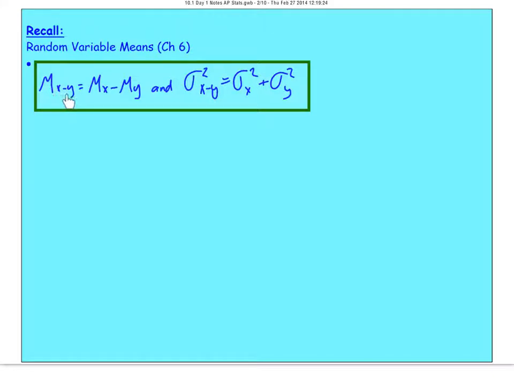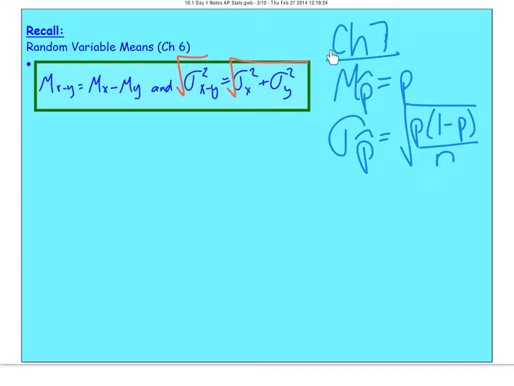When you take the difference of two random variables, remember you just subtract the two mean values. To find the new standard deviation of the two variables once they're combined, first you must find the variance of those variables. The difference in their variance is adding those together. And then to find the standard deviation, we would take the square root of that.